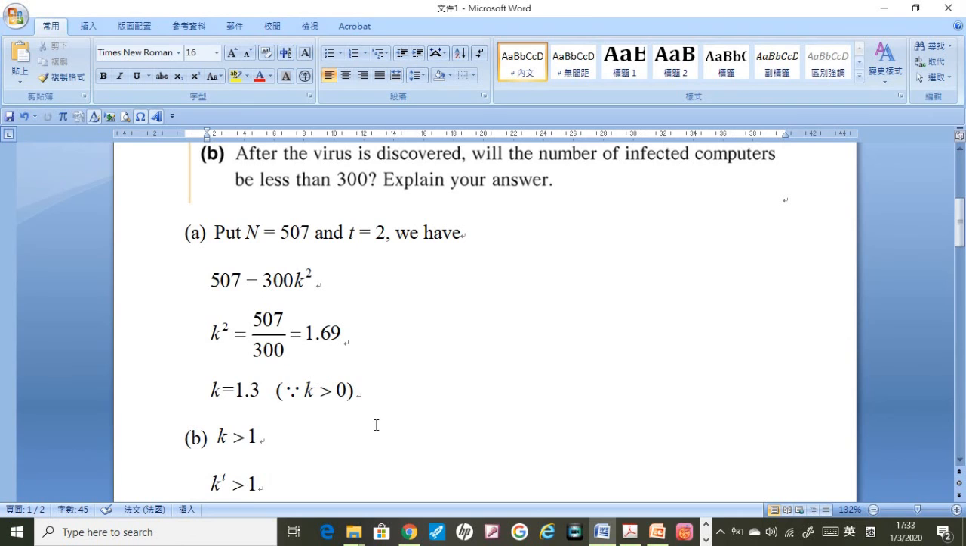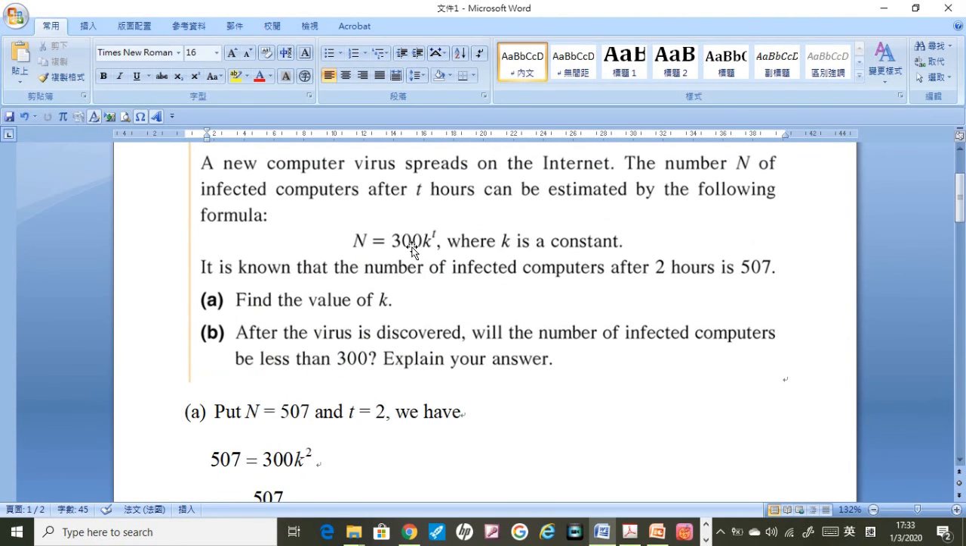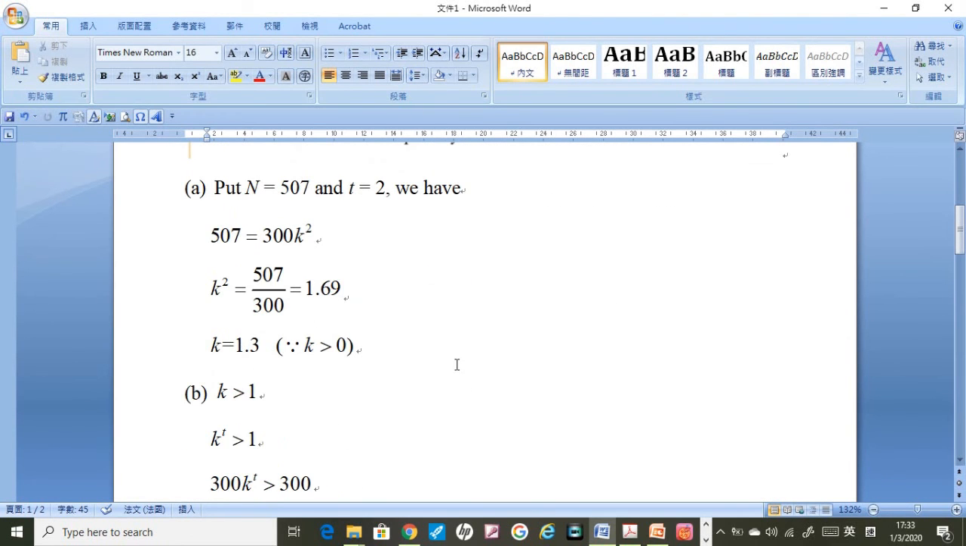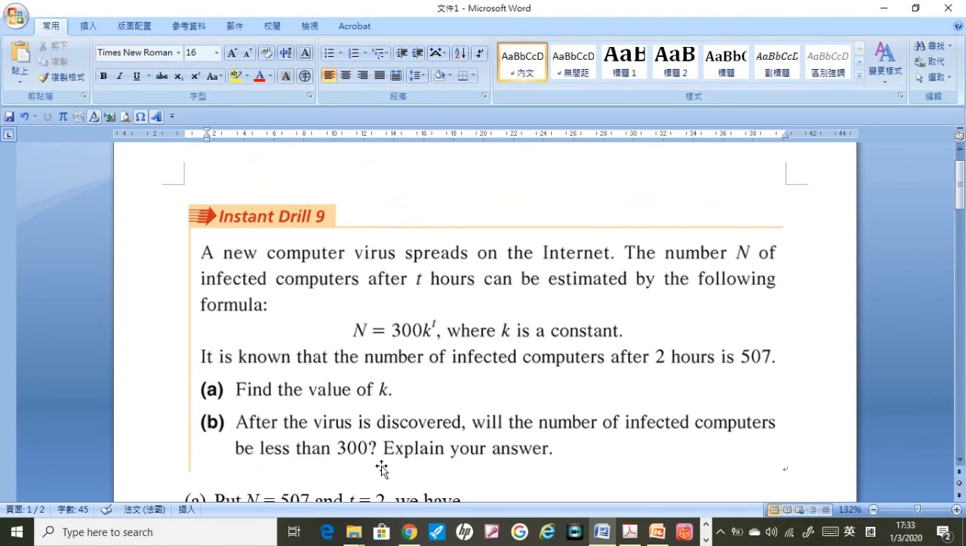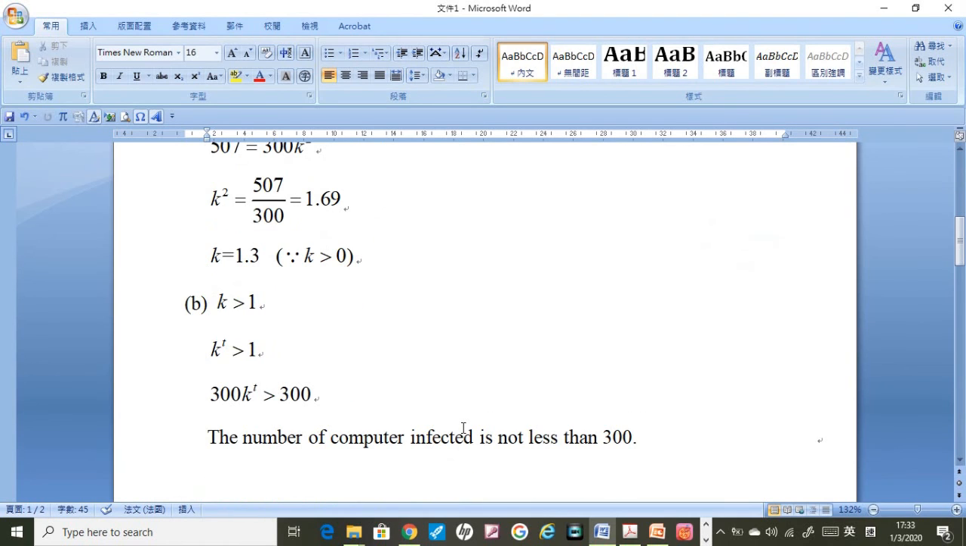And then you may also multiply both sides of the inequality by 300. We get 300 k to the power t is greater than 300. That means this is the number of infected computers, and it is greater than 300. So the question asks whether the number is less than 300, and the answer is no. The number is not less than 300. Let's look at another example.